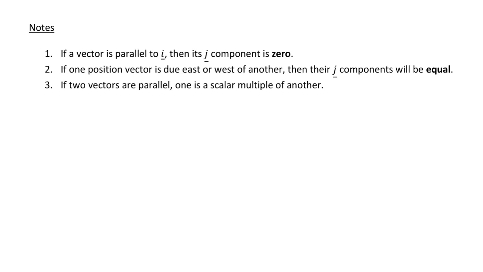And just a few notes to finish. The first one: if a vector is parallel to i, then its component in j is 0. So thinking back, our i components are horizontal and our j components are vertical. So if we've got any vector which is parallel to i, then there's no vertical rise, so there's no j component. If one position vector is due east or west of another, then their j components are equal.